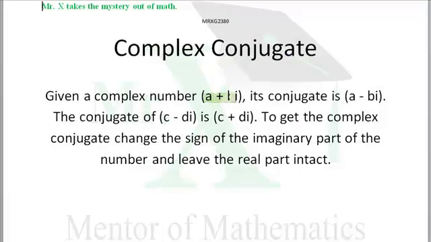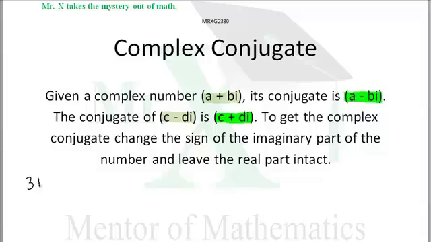To get the complex conjugate of any complex number, we change the sign between the real and imaginary parts. So the conjugate of a plus bi is a minus bi. The conjugate of c minus di is c plus di. And we do this to get a real value in the denominator of a complex fraction, because then they're easier to deal with. So a quick numerical example might be appropriate.